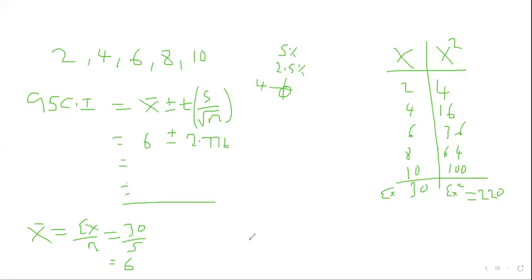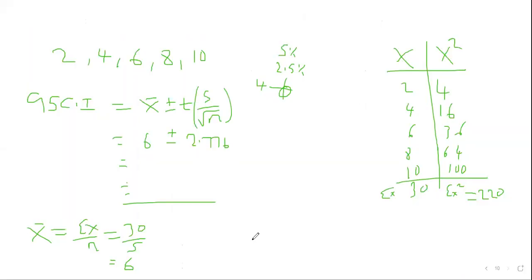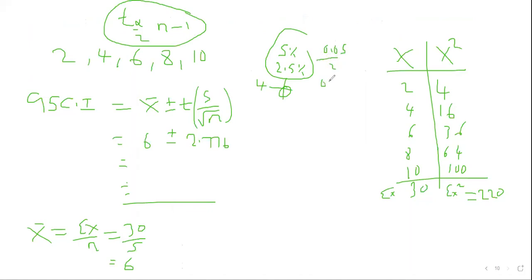Mr. Collins, how about if you're using the other table? Still the same answer: 2.5 under 5, then under 4, to get 2.776. Now, what does that thing mean? In class, the lecturer showed us something very long, n minus 1. This whole thing is a summary of what I'm teaching you here. Alpha over 2 is what we've divided, 5 over 2, or 0.05 divided by 2, gives 0.025.